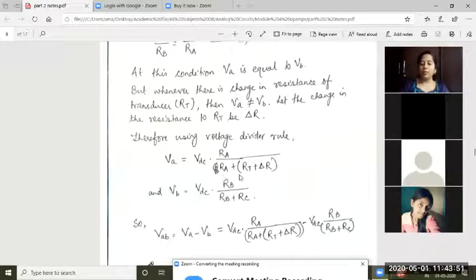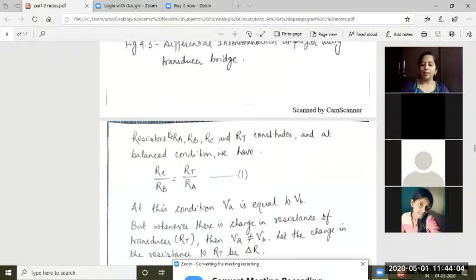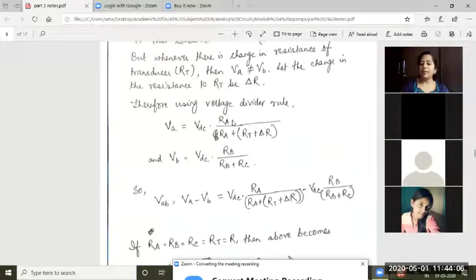So, what would be the value of VA in this circuit? As usual, VDC into RA divided by RA plus RT plus or minus delta R. You can see here VA is VDC into RA by RA plus RT plus or minus delta R. They have considered only one side change. You can use plus or minus also, it doesn't matter.